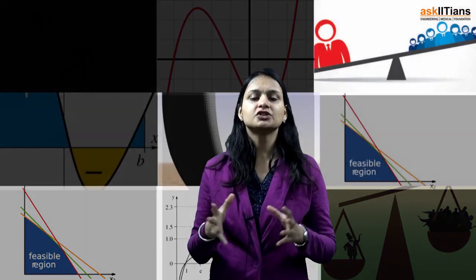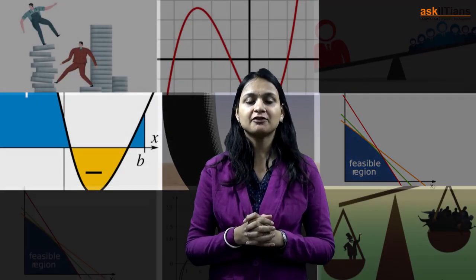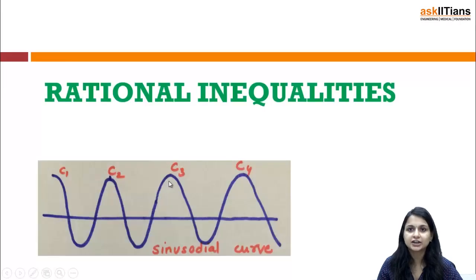Welcome back, students. Now we will be learning another kind of important inequalities, which is rational inequalities. There is a lot of confusion among students about this, so that is why I will be explaining it step by step. So let's start. Rational inequalities are those inequalities in which both numerator and denominator are polynomial functions in some variable. Okay, so let's see how we can find the solutions.